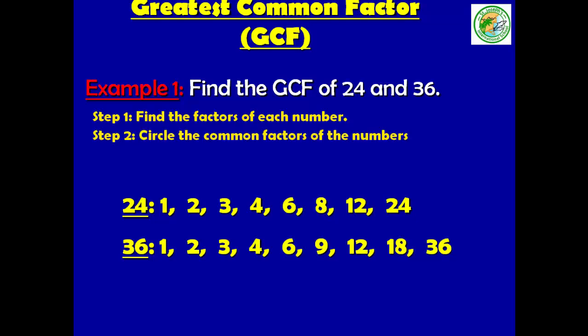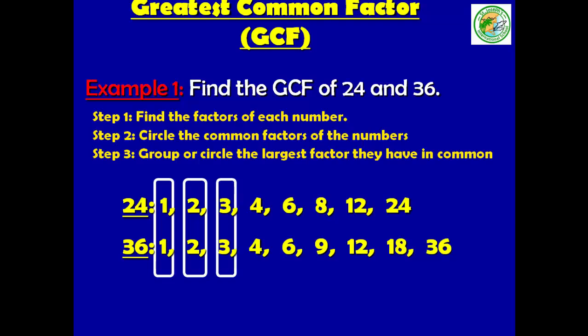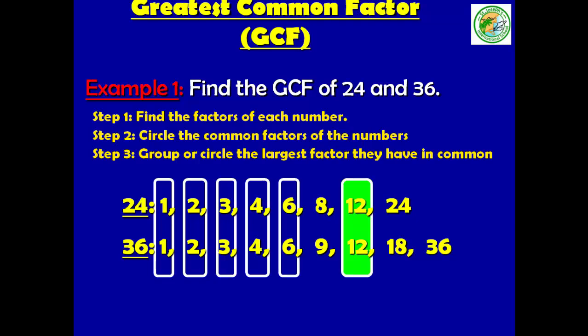And the second step is circle the common factors of the numbers. Which number here is common between the factors of 24 and the factors of 36? We can find here 1 and 1: 1 in the factors of 24 and in the factors of 36. And also we have 2 as a factor of 24 and factor of 36, and 3 common also, and 4, 6, and 12.